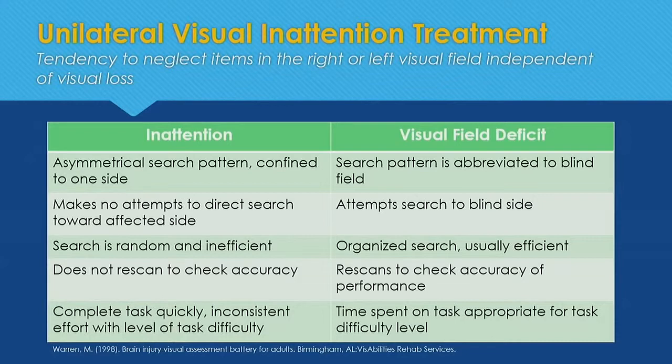So they'll have more of an asymmetrical searching pattern. If you put something on the table and they'll kind of randomly search, the person with the field cut will be more abbreviated and stay to the blind field. The inattention person, they really don't make an attempt to search to that inattentive side. But the people with field cut, because they're fairly cognitively intact, they'll search to the blind side. And the person with inattention, they're not very accurate. They really don't care. They do it quickly versus the person with a field cut. They tend to be more precise and check for things.